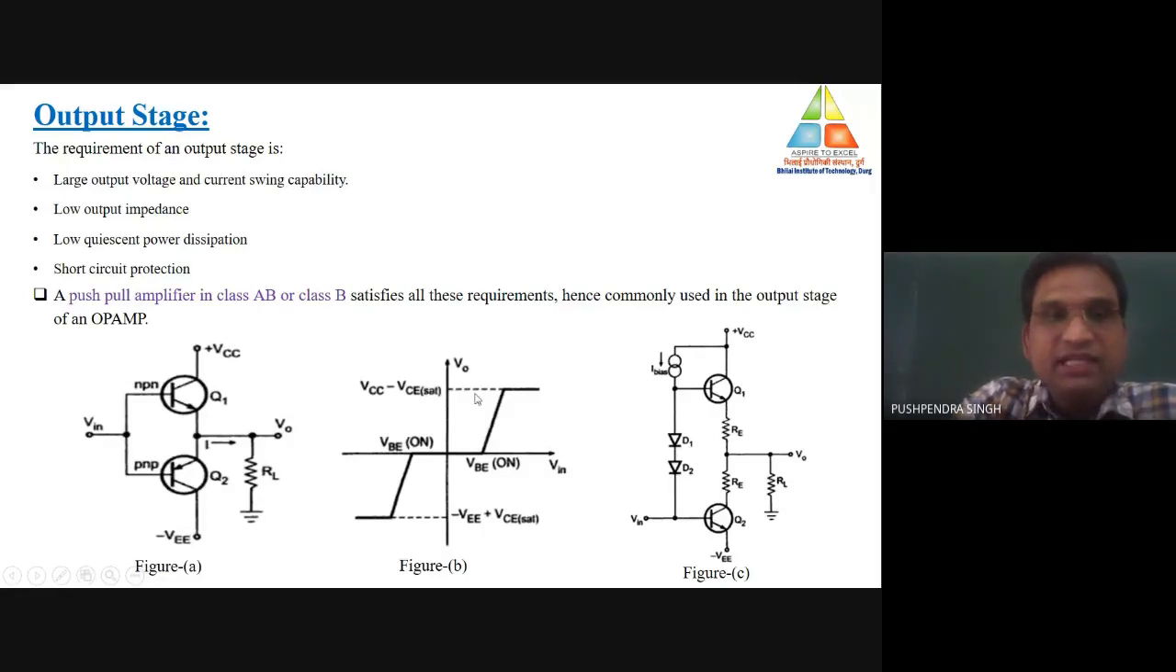Then how can we compensate the effect of this crossover distortion? That can be compensated by connecting two diodes at the base terminal of the transistors. This is called the biasing source, and the value of that biasing source is twice VD. So by connecting two diodes at the base terminal of the transistors, we may compensate the effect of crossover distortion. So these are the circuits which are used at the output terminal of the operational amplifier.